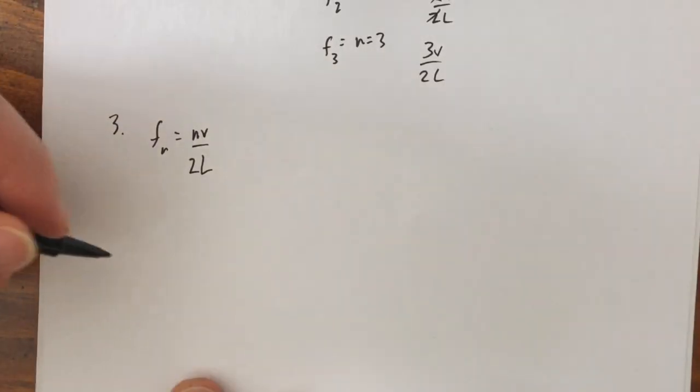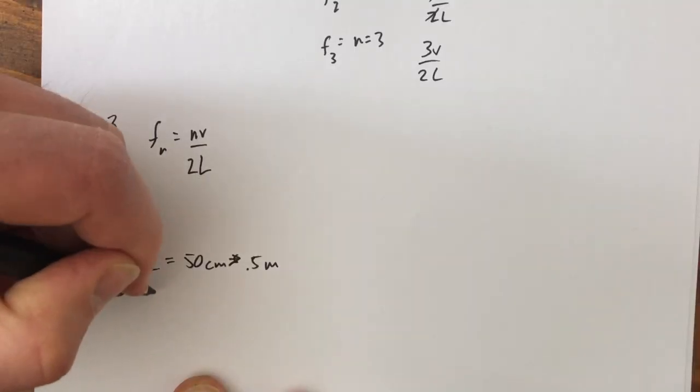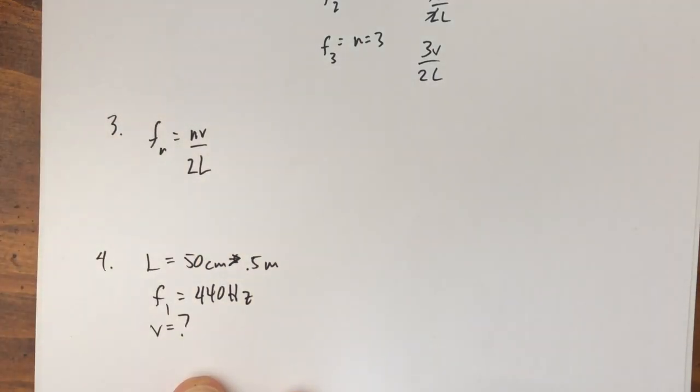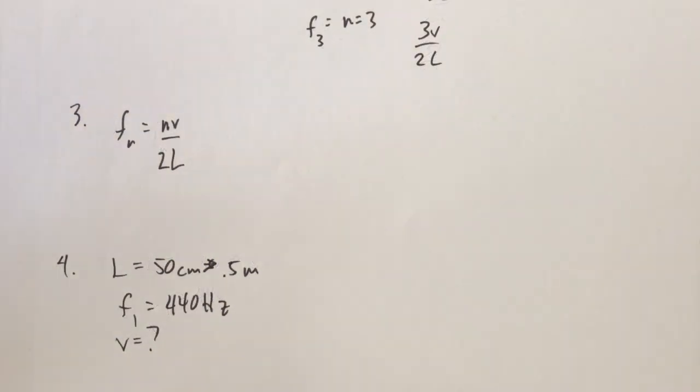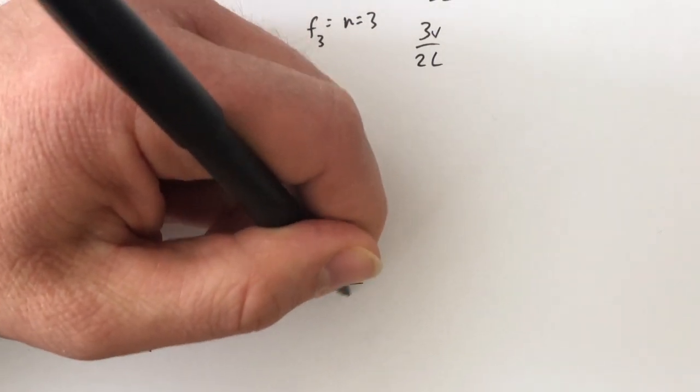And then finally, number 4. Number 4 talks about a violin string. It gives us a length of 50 centimeters, so that is 0.5 meters. Fundamental frequency of 440 hertz. And the question is, what is the speed of the waves in the string? So the speed is not the same as it is in air. It's the speed along a string, and sound can travel faster through a solid. So we're going to end up finding a different velocity here. Anyway, it's a string, so the equation is still the same. Fn equals nv over 2L.